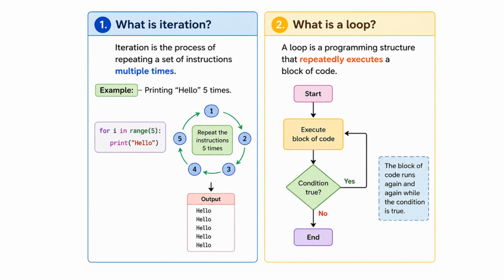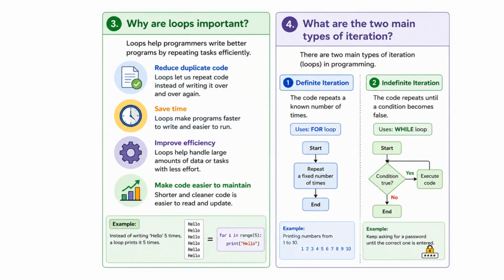Think of it like climbing stairs. You keep taking another step until you reach the top. In programming, the loop keeps repeating until the stopping condition is met. Loops save time, reduce repeated code, and make programs much more efficient. Now that we know what loops are, let's understand why loops are so important in programming.